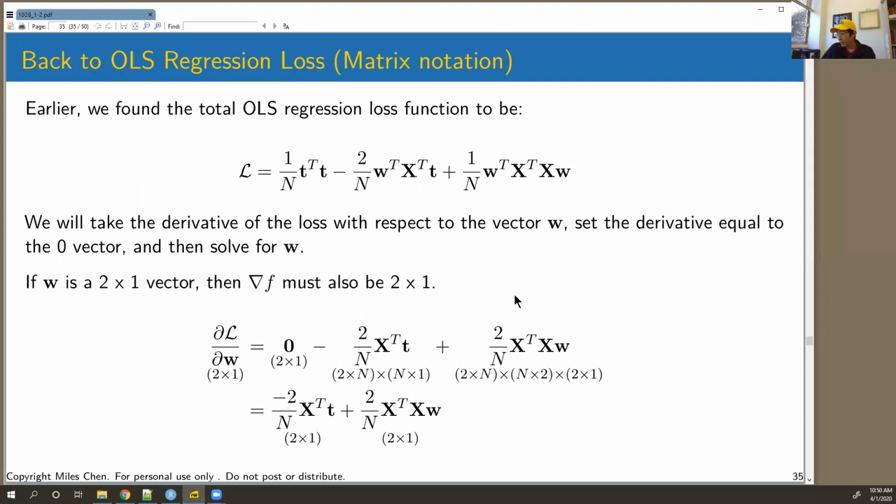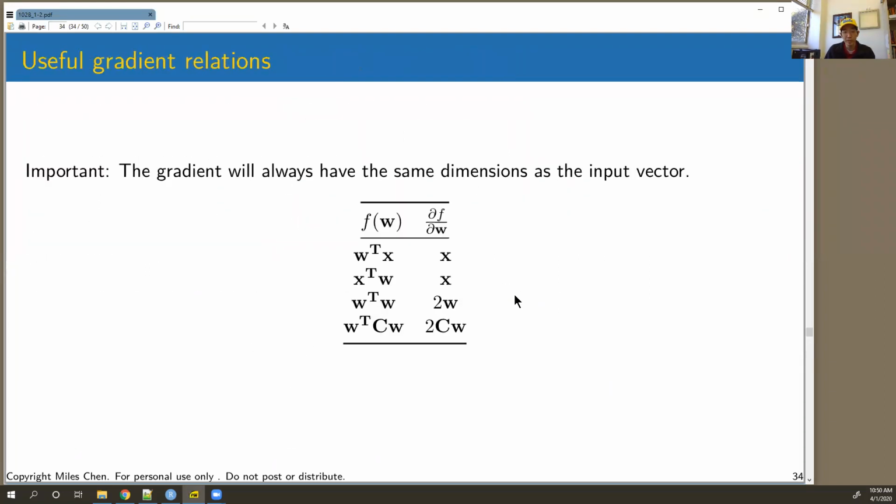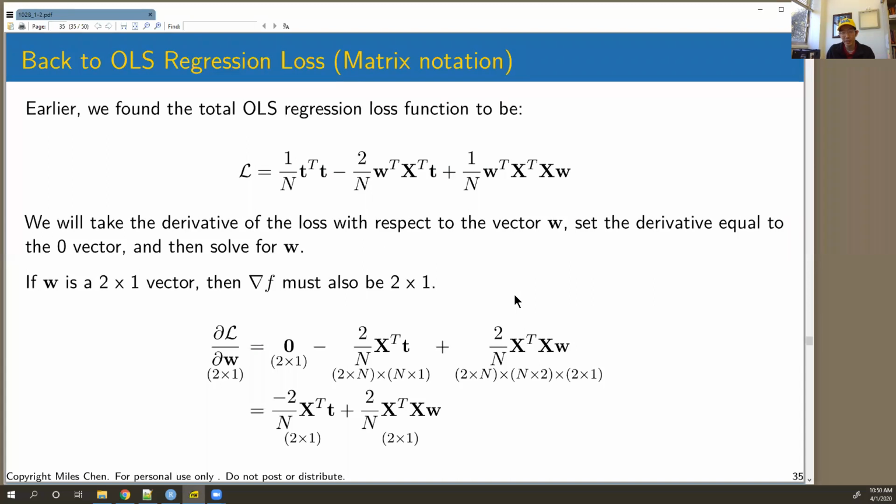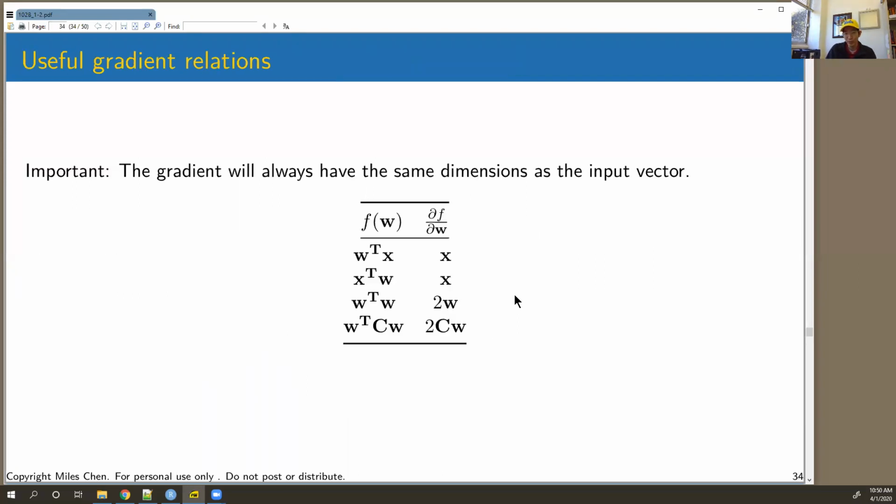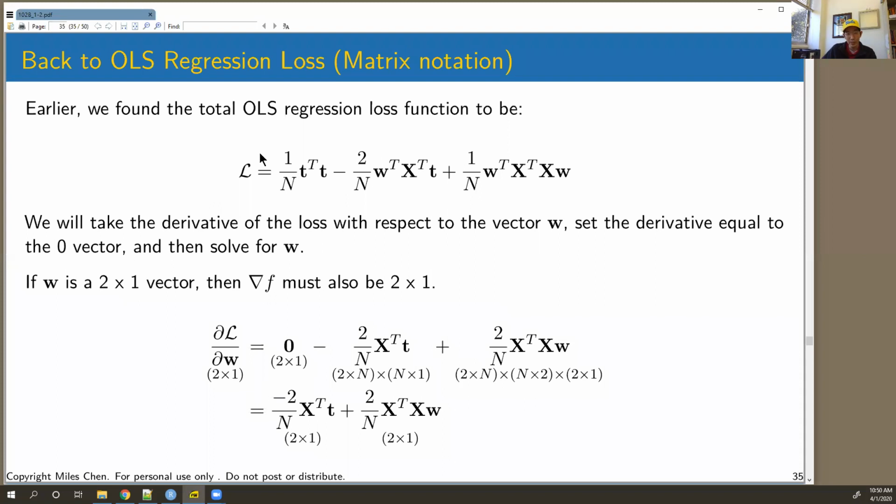All right, let me see. I think we're going to have to pause here, and we'll pick up right here, slide 35, on Friday. Where we have left off is we have the loss function that we established earlier, and what we want to do is take the derivative of this with respect to W.